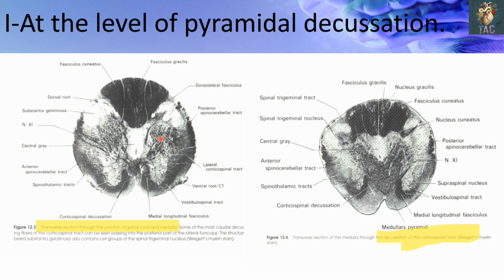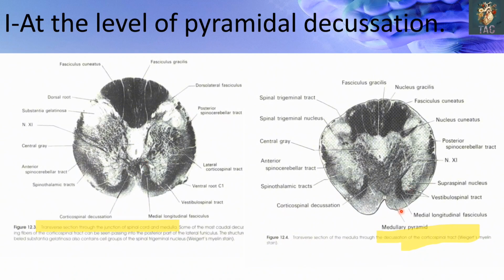These are two sections of the medulla oblongata. This section is taken just rostral to the spinomedullary junction, where the most caudal part of the corticospinal tract has started to decussate, and this section is taken at the level of the pyramidal decussation. We will see the differences in both of these sections. First have a look at the most anterior part. You can see the pyramids present over here, and the most caudal part of the pyramidal tract has started to decussate.